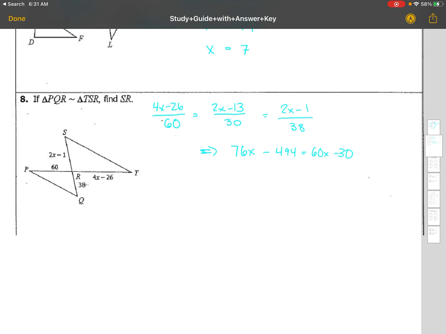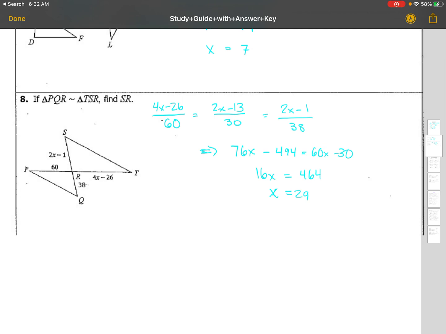So if we combine like terms, we're going to subtract 60x, so we get 16x. And then if we add 494, we're going to get 464. And let's see, 464 divided by 16 is 29. So we get x equals 29.